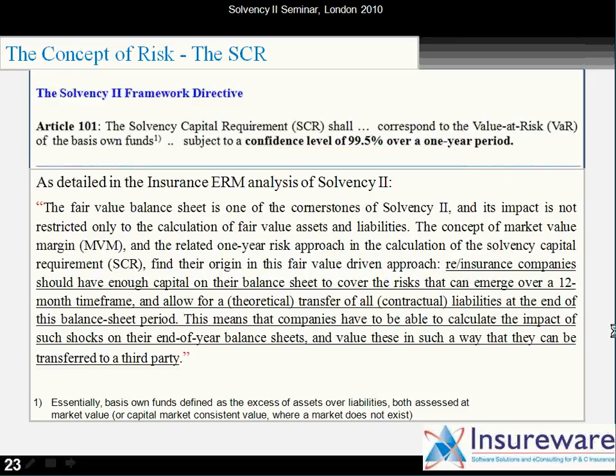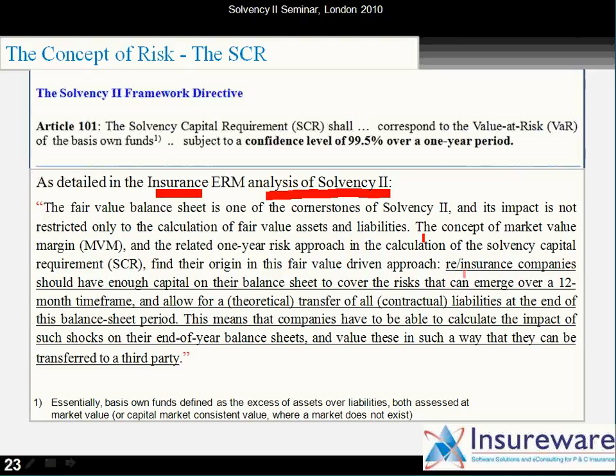Let's look at another directive. Well, this is not really a directive. This appears on the Insurance Europe website, trying to decompose Solvency II directives. Let's look at the main statement here. The fair value balance sheet is one of the cornerstones of Solvency II, and its impact is not restricted only to the calculation of fair value assets and liabilities. The concept of market value margin and the related 1-year risk approach in the calculation of the Solvency Capital Requirement find their origin in this fair value-driven approach.